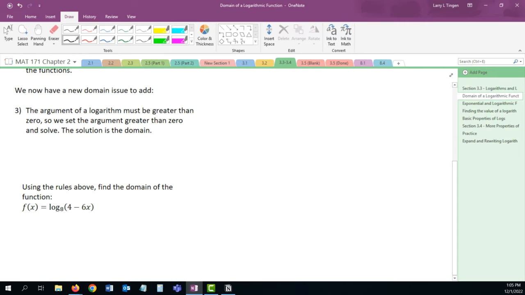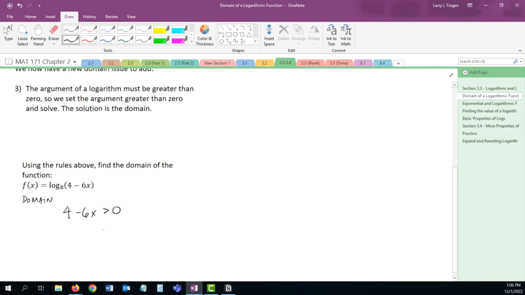And then now the third question is, is there a variable inside the argument? Yes, there's almost always going to be one inside the argument. The argument must remain greater than 0, not greater than or equal to, greater than 0. I can't take log base 8 of 0 because there's no power I can raise 8 to get 0. So that's why, to find the domain, I need to take that argument, set it greater than 0 and solve. Add 6x to both sides and divide by 6.